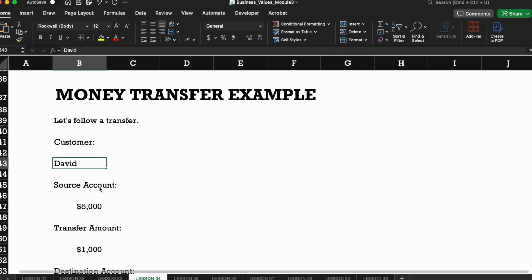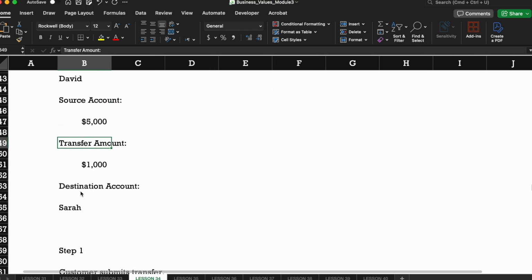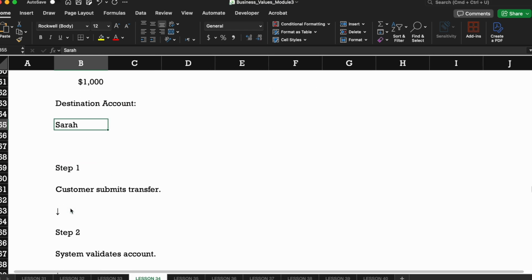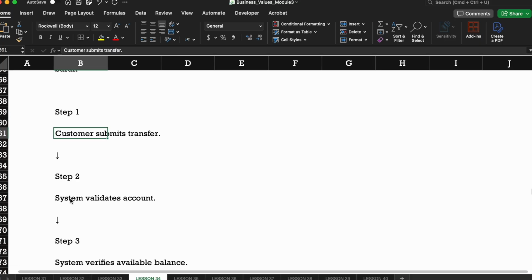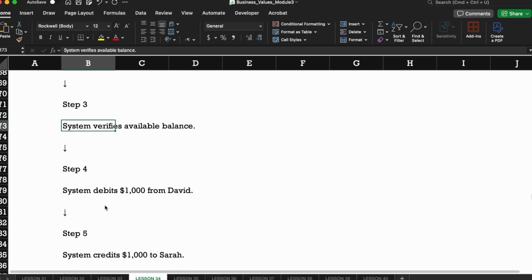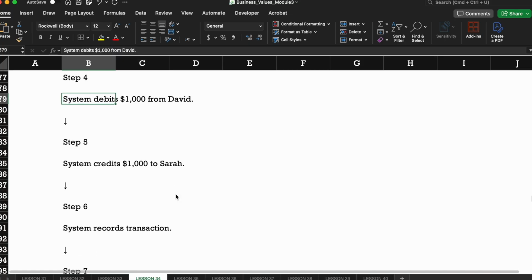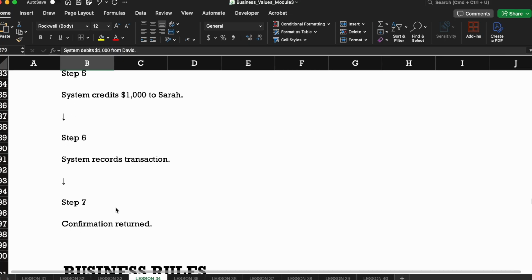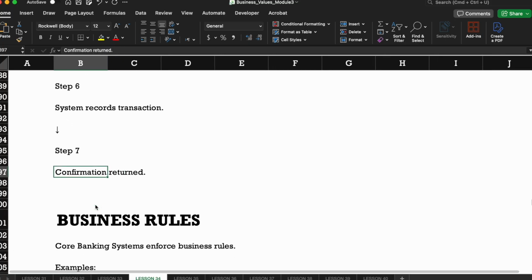Right? So, money transfer example, let's follow a transfer. Customer David, source account 5,000, transfers 1,000, destination Sarah. Step number 1, the customer submits the transfer. Step number 2, the system validates the account. Step number 3, the system verifies the available balance. Step number 4, the system debits 1,000 from David. Step number 5, the system credits 1,000 to Sarah. Step number 6, the system records the transaction. Step number 7, confirmation is returned.